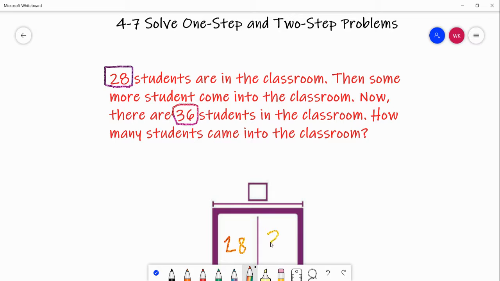Then some more students come in. So we don't know how many more. I think that's what we're going to be trying to figure out. Come into the classroom. Now there are 36. So we know 36 is our whole because there's 36 students in the classroom. How many students came into the classroom?